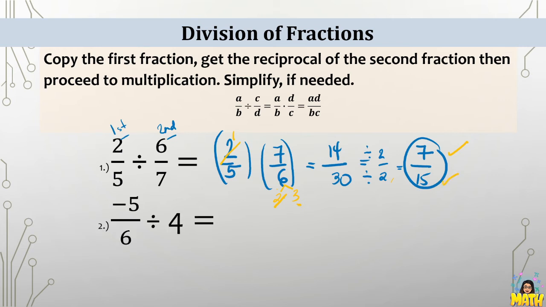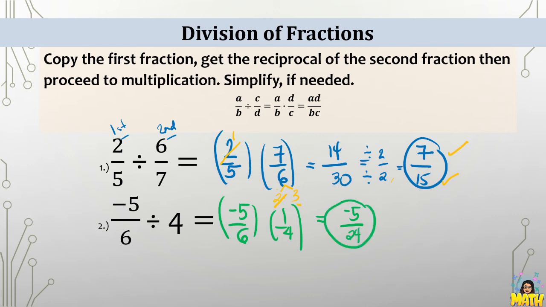Another example, negative 5 over 6 divided by 4. Copy the first fraction, negative 5 over 6, and then get the reciprocal of the second fraction, which is 4. The reciprocal of 4 is 1/4. And then proceed to the rule of multiplication. Negative 5 times 1 is negative 5. 6 times 4 is 24. And this is already in simplest form.